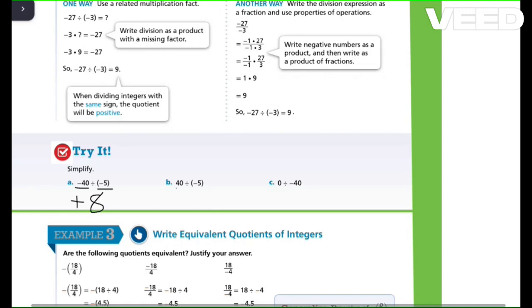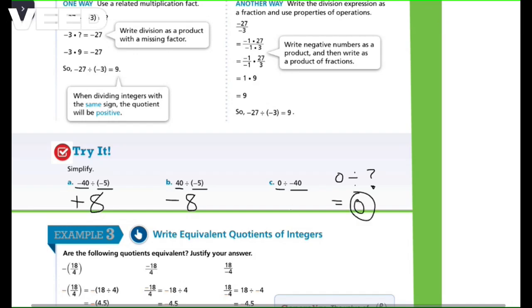Now we have for letter B a positive divided by a negative. Since one of them is negative, the answer will be negative, and 40 divided by 5 is 8, so here we have negative 8. And then letter C, we have 0 divided by negative 40. Well, 0 divided by anything will always be 0, so that's the answer for letter C. Let's move on to example 3.